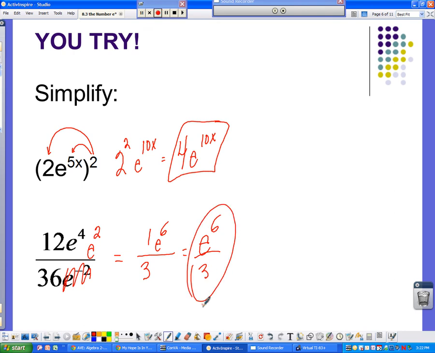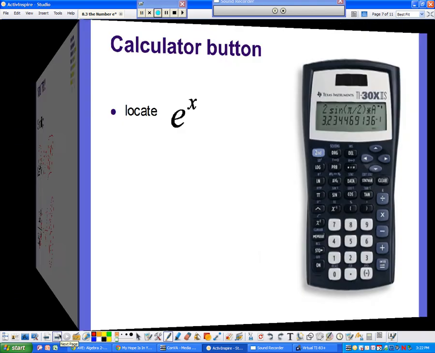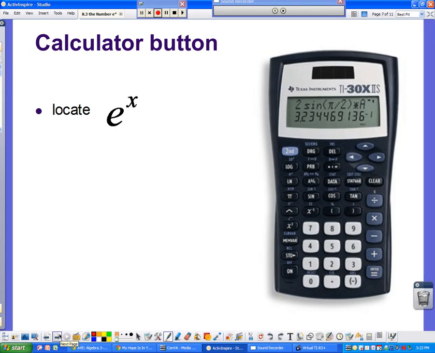Okay? All right. Now, if you have a scientific calculator, e can actually give us a value. If you have a scientific calculator like the one on the screen here, it can actually give you a value. And the actual e button that we're looking for is, if you can find the LN button, it's going to be right there. Okay, so that's where the e button is. You're going to have the second and then that button.